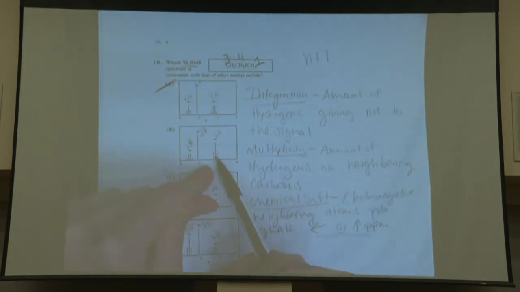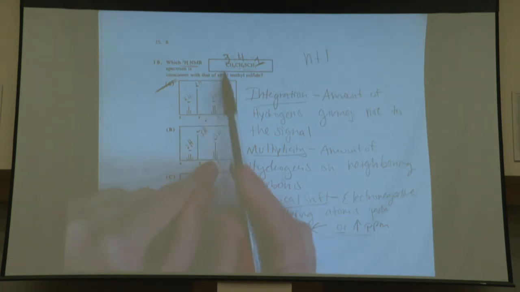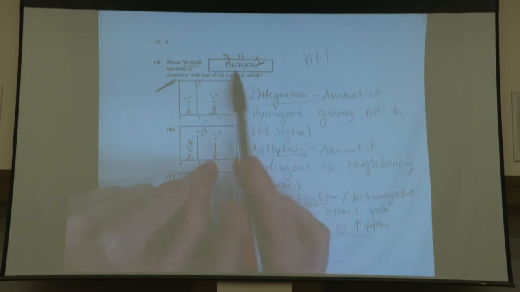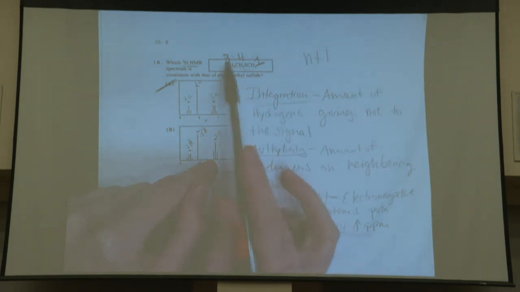Here, we have a triplet that's 3 hydrogens. Do we have that? Yeah, right? That's this guy right here. He's a triplet, and he has 2 hydrogens next door. So, a triplet of 3 hydrogens.